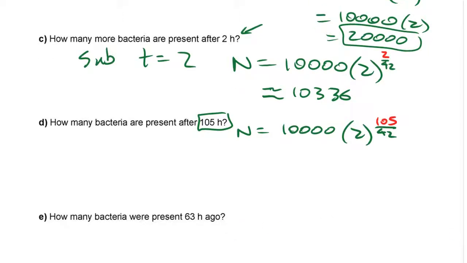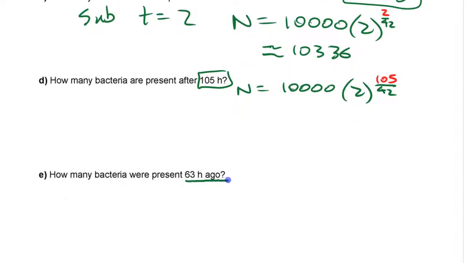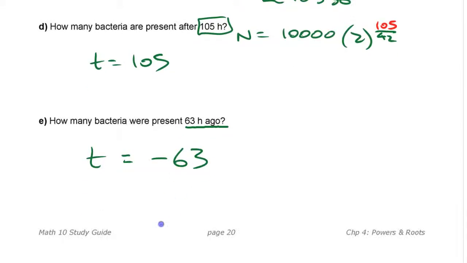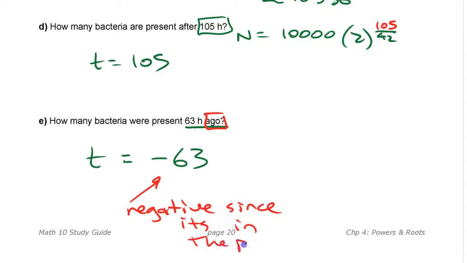The last one here is one of the other ones I wanted to look at. 63 hours ago. What should you do with that? All these other ones you sub in a certain number of time for hours. 63 hours ago, it's not going forward in time, it's going backward in time. What should we put? Negative. Put a negative number. Negative 63. I know it seems weird because it's like a negative time, but 63 hours ago, put in a negative number. Okay? Negative, because 63 hours ago, since it's in the past, right?